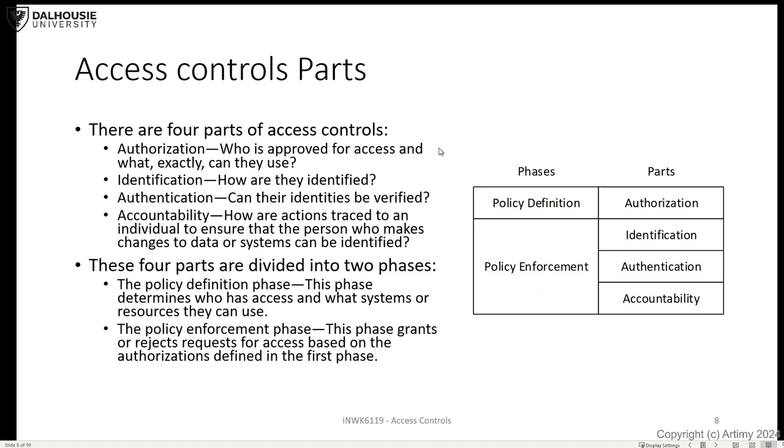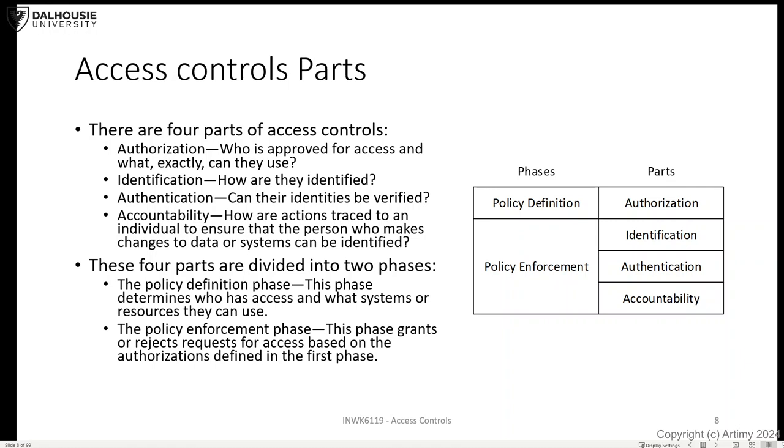Okay, so if you think about all of this, you'll see that the access control has two phases and four parts. The policy definition phase and the policy enforcement phase. So the policy definition phase usually comes from people. This phase determines who has access and what systems or resources they can use. This is not determined by a computer. This is determined by the organization, determined by people.